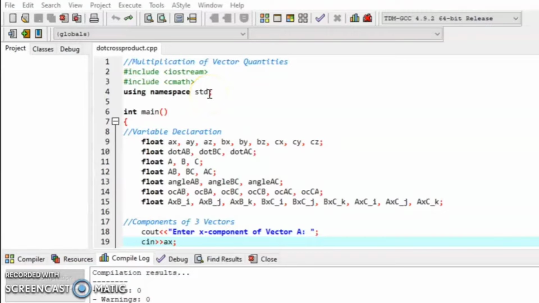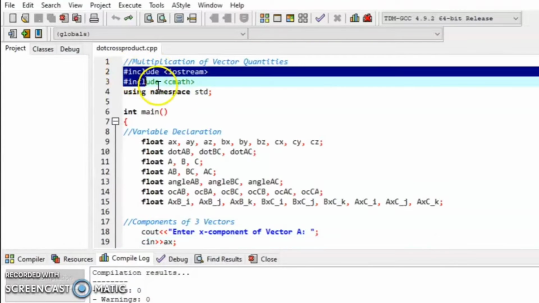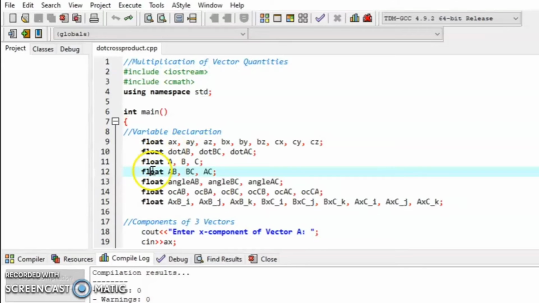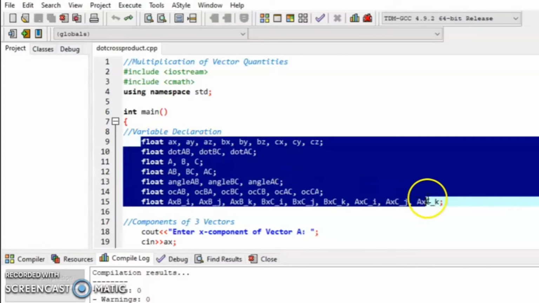Let's now proceed to the C++ program for the multiplication of vector quantities. Just like in our first video, we included this one in order to load files, to perform the mathematical operations in our program, to read the cin and cout, and also to start the program with an entry point.